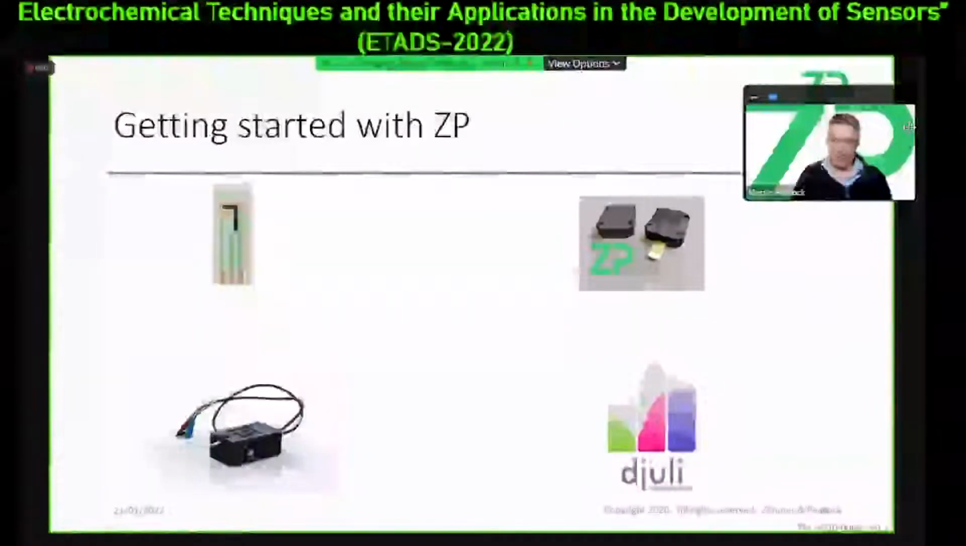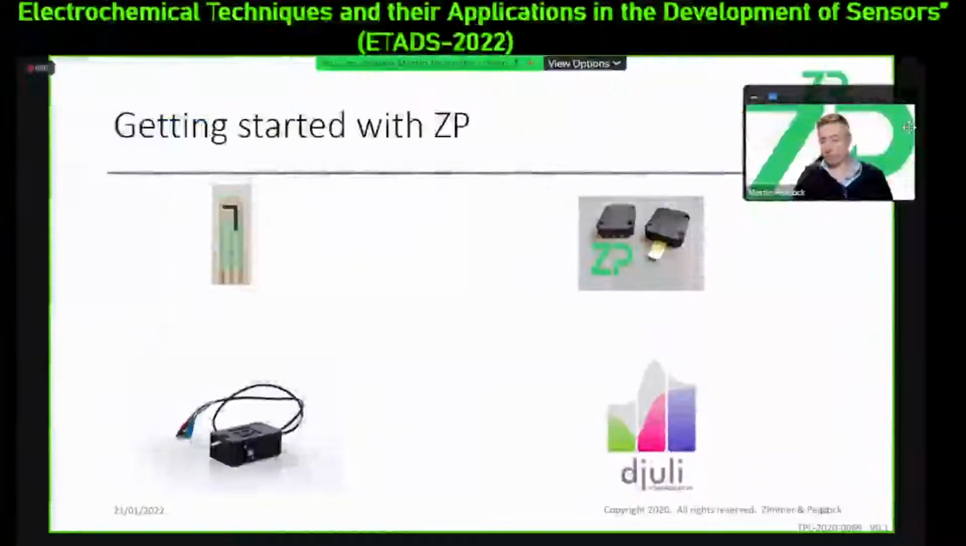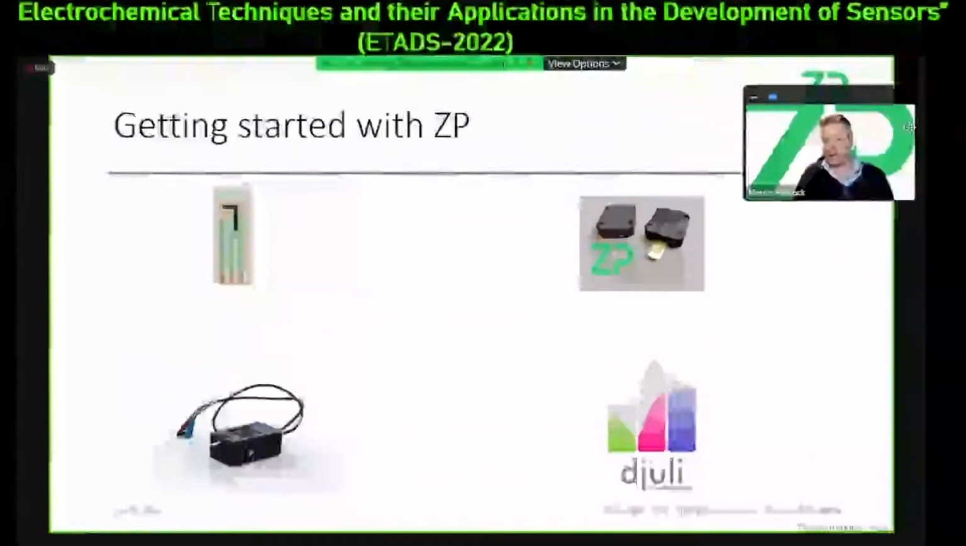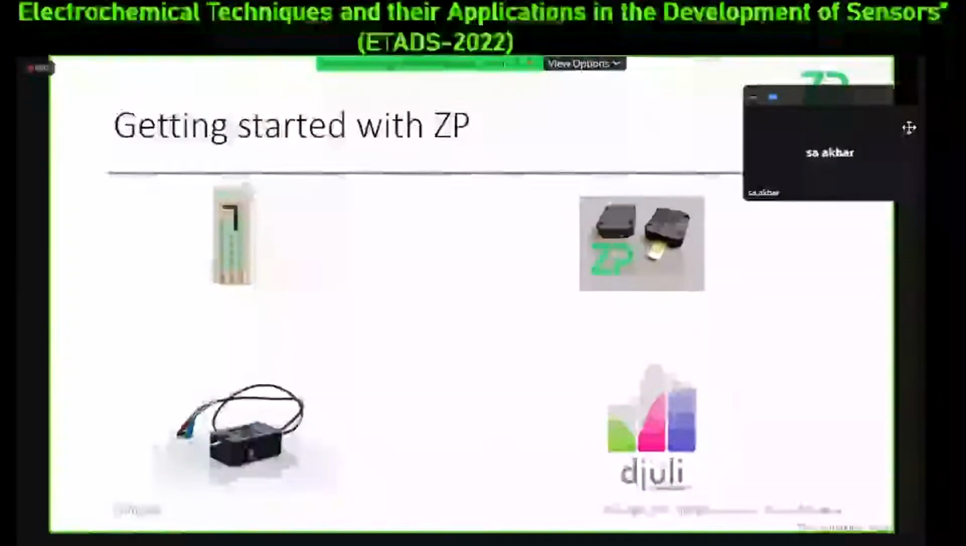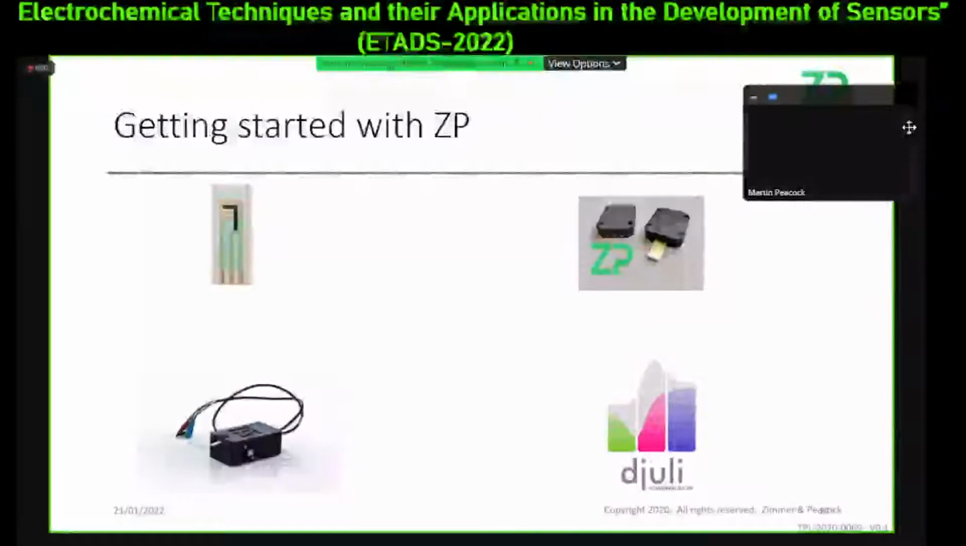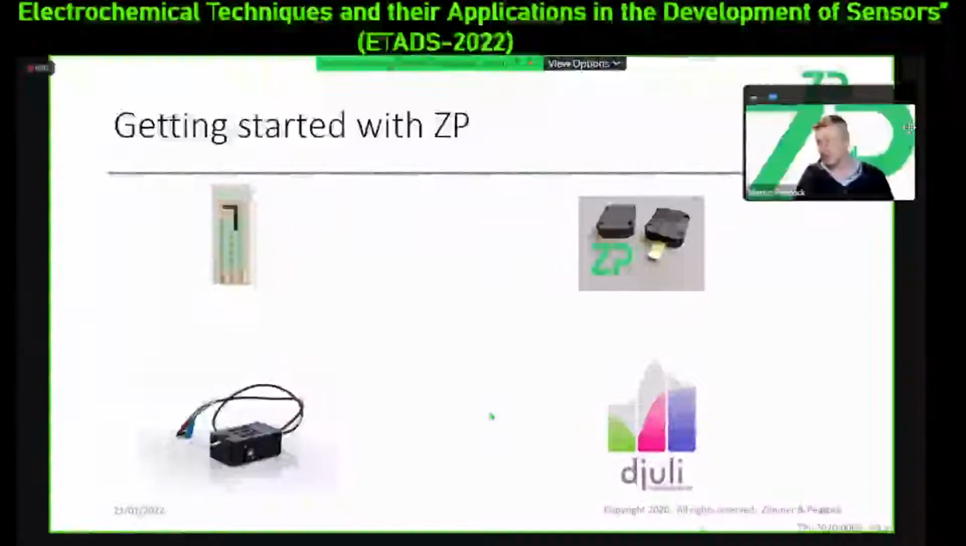There's something else kind of unusual about Zimmer and Peacock, and that is we also have what's called Julie, which is a cloud database. I was going to give you a bit of a demonstration of Julie, so I'm just going to load Julie up as well. If you're using our screen printed electrodes, our connectors, and our potentiostats, we also have a cloud database called Julie, where you can upload your electrochemical data. You can store it there, share it there, and analyze it there. And that's a free product.